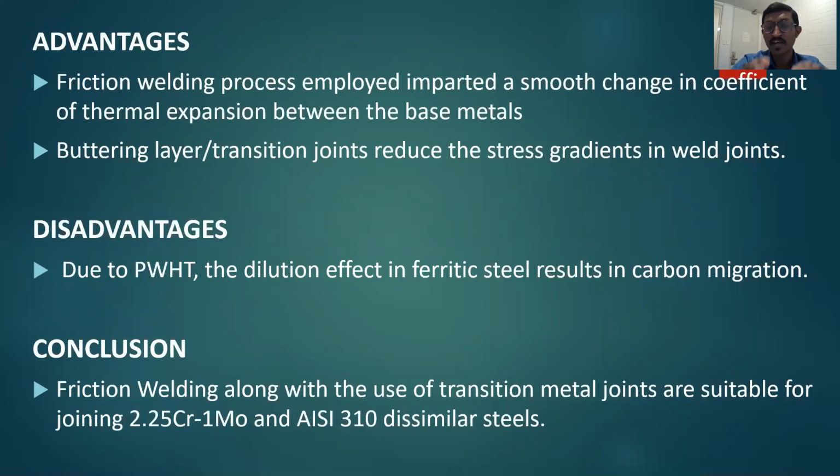Also, the factors affecting the creep rupture strength can be determined by carrying out the creep test at different stress levels. The use of transition metal joints in this process also reduces the stress gradients developed across these weld joints.